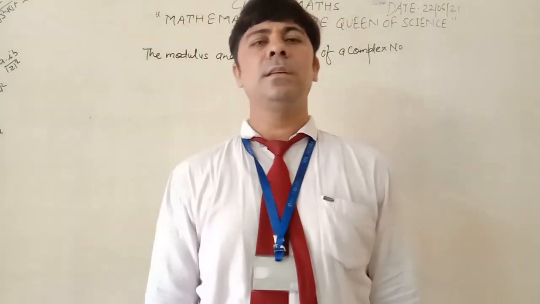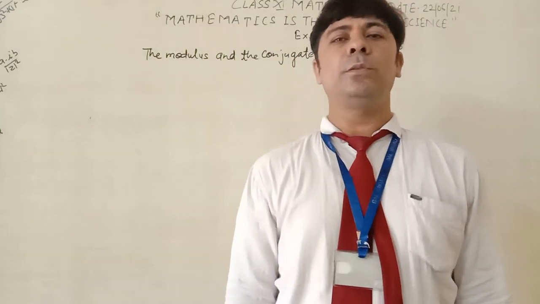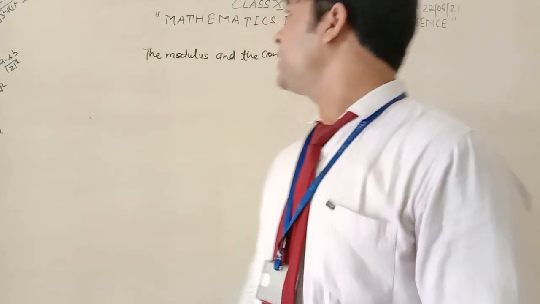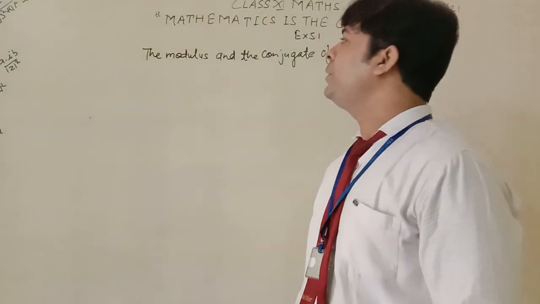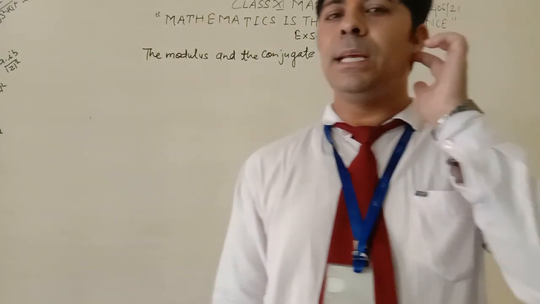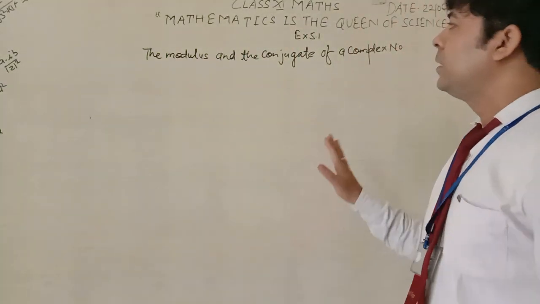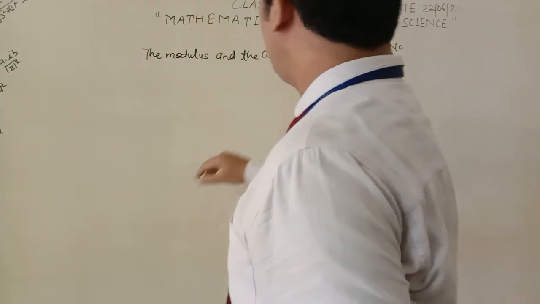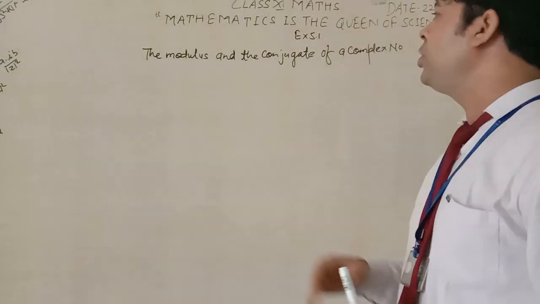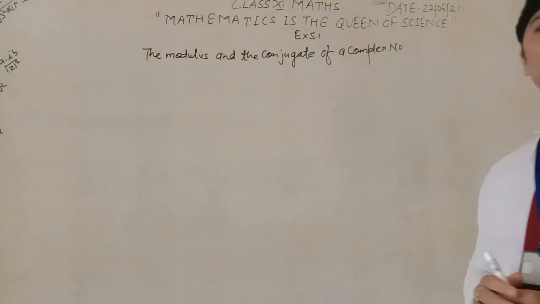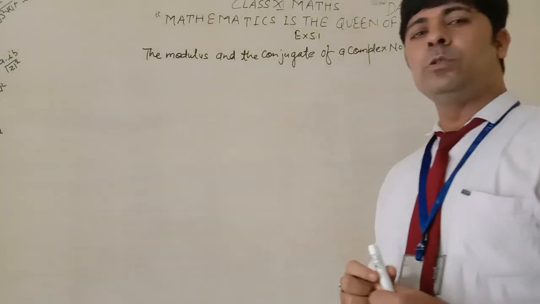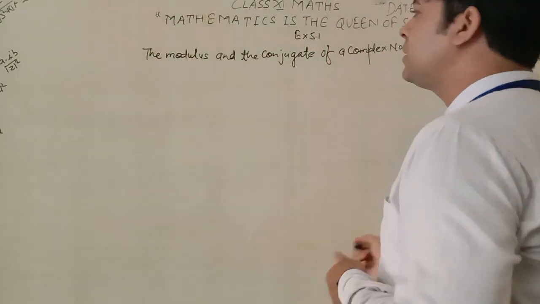Now today's date is 22nd of June 2021. This is exercise 5.1 from NCERT, and it is on complex numbers and quadratic equations. Today we will study the modulus and the conjugate of a complex number. What is the modulus and the conjugate of a complex number?